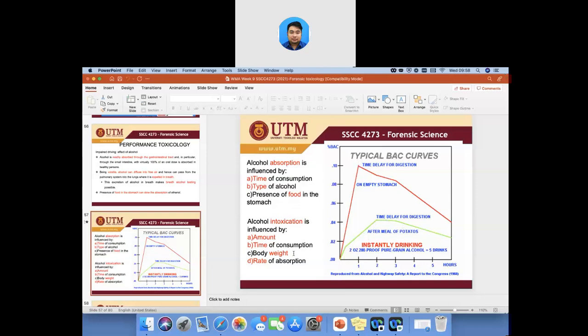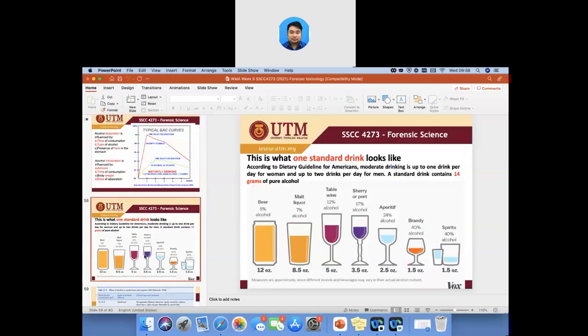Alcohol intoxication is influenced by the amount and concentration of the alcohol, the time of consumption, body weight, and the rate of absorption. This is what one standard drink looks like. For example, a beer is 5% alcohol for 20 ounces, and the highest alcohol concentration is about 40%, which is brandy and spirits. A standard drink contains 40 grams of pure alcohol. Moderate drinking is up to 1 drink per day for women and up to 2 drinks per day for men.